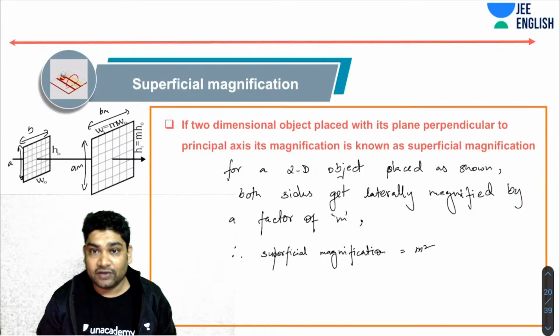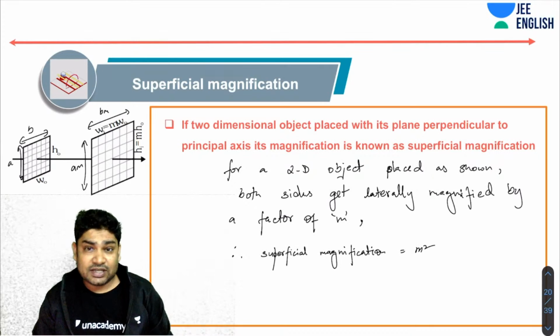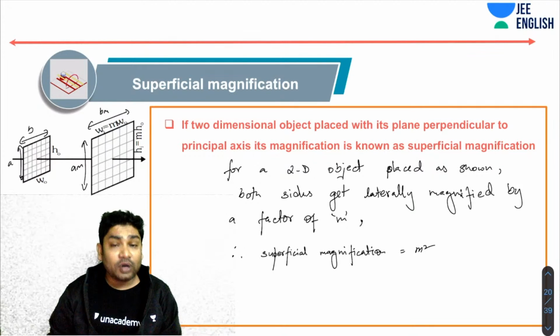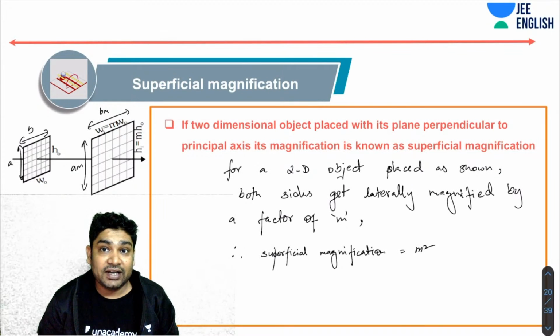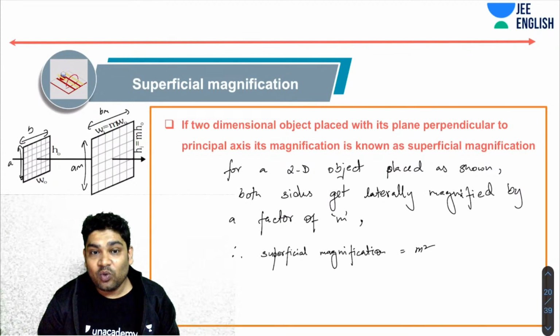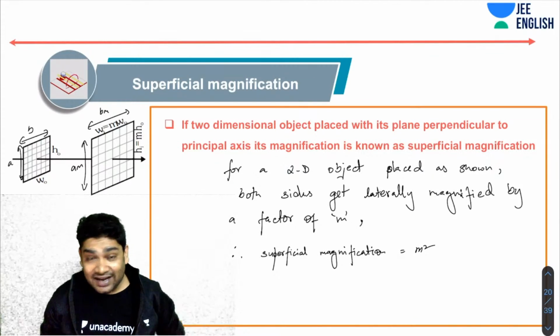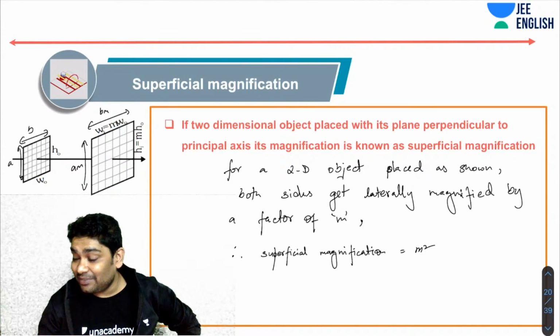So that is what I was trying to imply. Since both the sides become m times, the total area will become m squared times. So superficial magnification is m squared, which is essentially the square of the linear magnification. Okay. Now, instead of this, imagine if the object was kept like this.